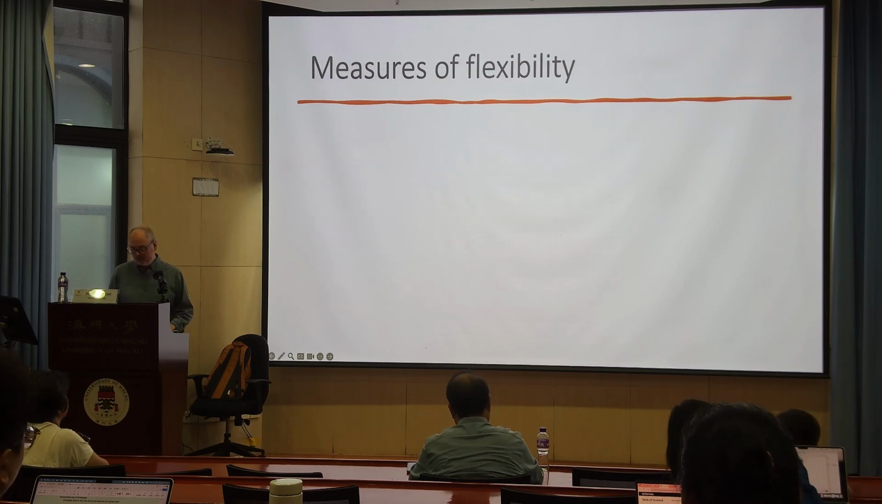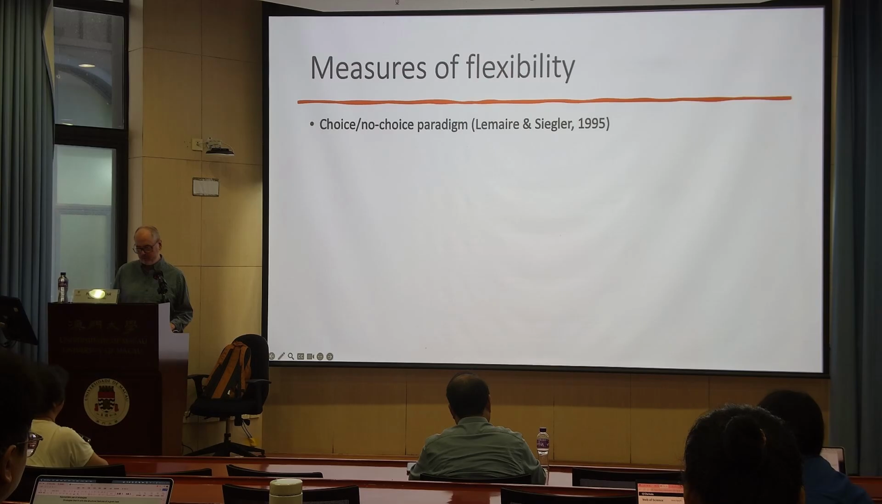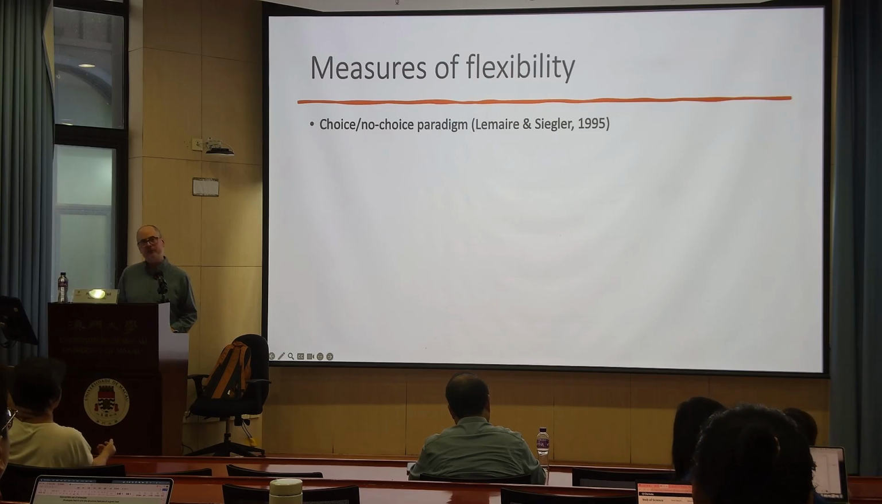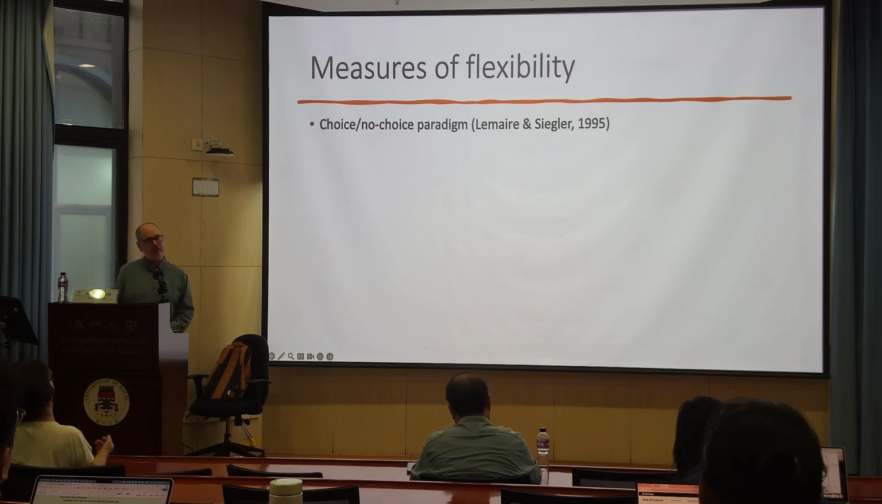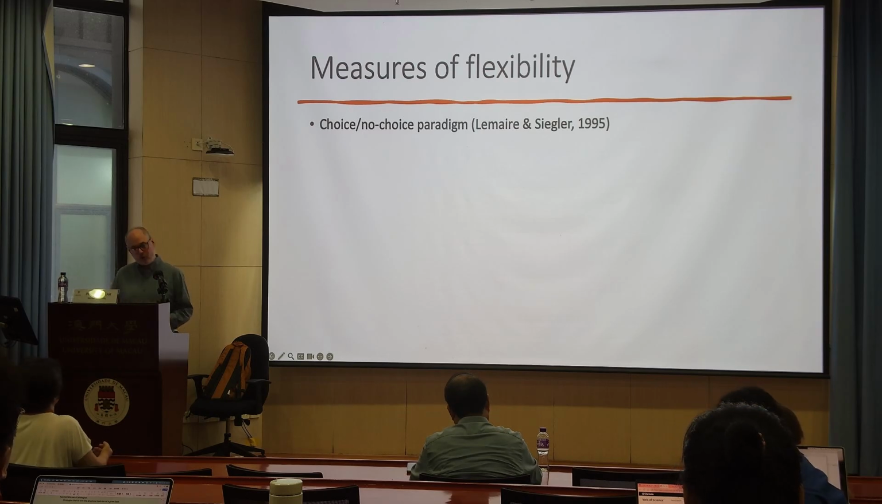So let me talk to you about some of these ways that we've tried to measure flexibility. The first I alluded to a moment ago, which is through what a lot of researchers call the choice-no-choice paradigm. And again, this is where students have a set of problems where they have a choice of strategies, and they have a set of problems where they don't have a choice. And I can figure out something about their strategy knowledge and repertoire and choices by looking at their reaction times for how quickly they solve problems and also their accuracy.